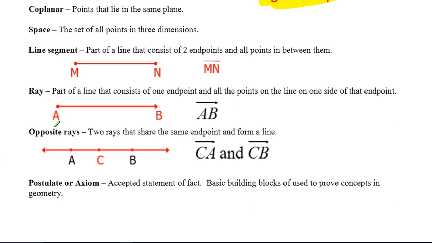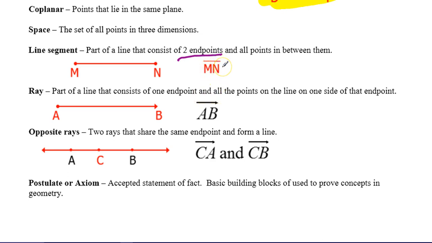So we have a line segment. Let's talk briefly about what is a line segment. A line segment is part of a line that has 2 endpoints, and it's all the points in between them. So we have MN here, which is a line segment. Now notice that when we write the notation of MN, we do not put arrows on it.